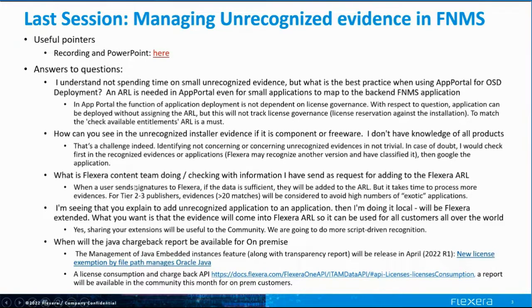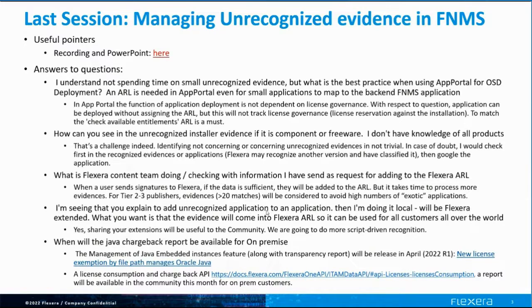And the next question was around the content team. What is the team doing when you send information? So part of the question is, what happens to my ticket when I send a list of signatures? If the data is sufficient, which is important, we need to understand what is raw evidence and what is the mapped application. So that's something you should provide us if you have made the analysis. And what the team will do is add this signature to the ARL. There is no ETA or SLA, sorry, for this activity.